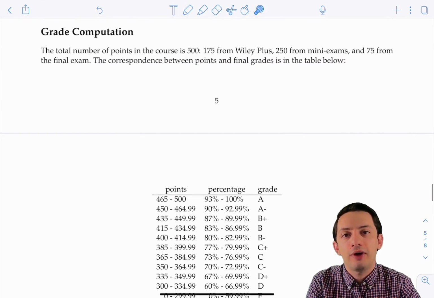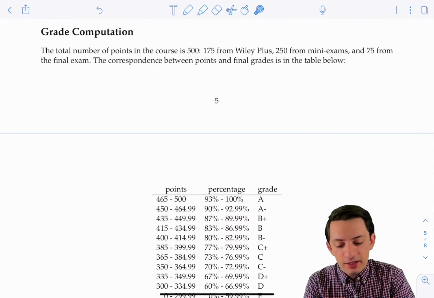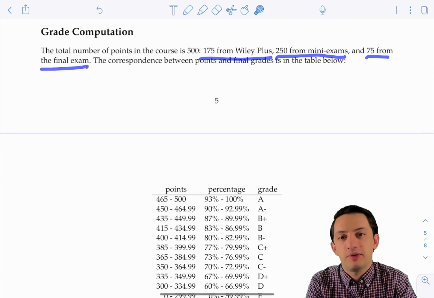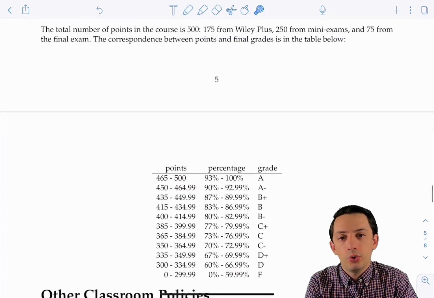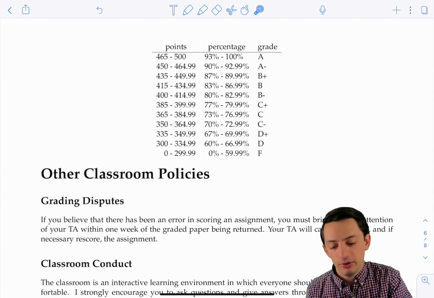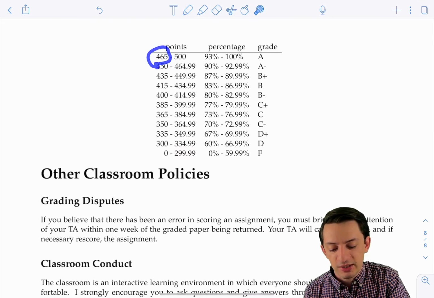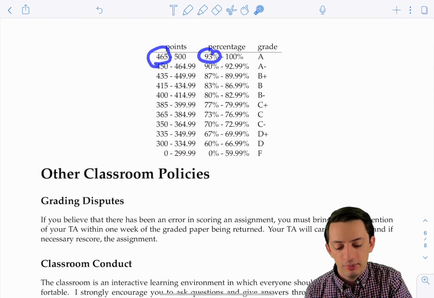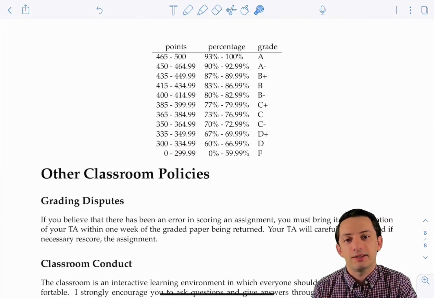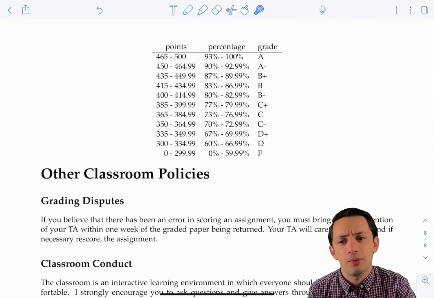Okay, so how is your grade computed? Well, there's a total of 500 points, a nice round number. That's 175 from Wiley Plus, 250 from the mini exams, and 75 from the final exam. So your number of points will correspond directly to a letter grade. For example, if you earn at least 465 points, that's 93%, that corresponds to an A. And so on down the list. So pretty simple, I hope.